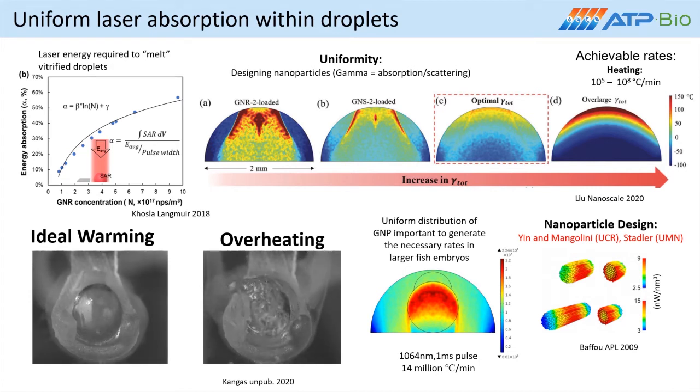So the video for ideal warming, you'll see, shows a droplet being warmed at 3 million degrees per minute. So this is the ideal case where all the settings are fine-tuned. The second droplet shows what happens when the laser settings or gold concentrations are too large, leading to overwarming, possibly damaging or destroying the biological material within the droplet.